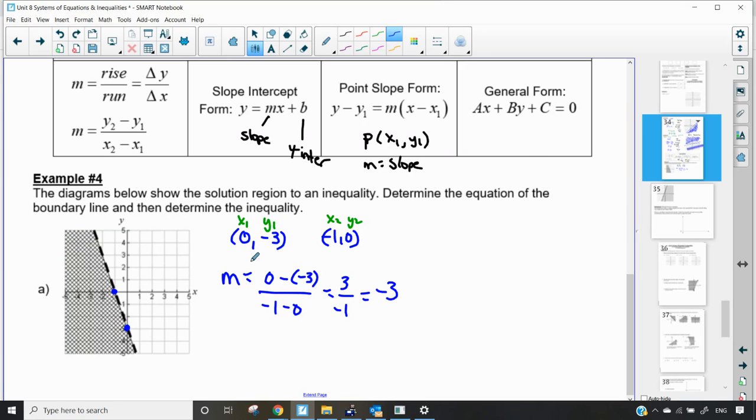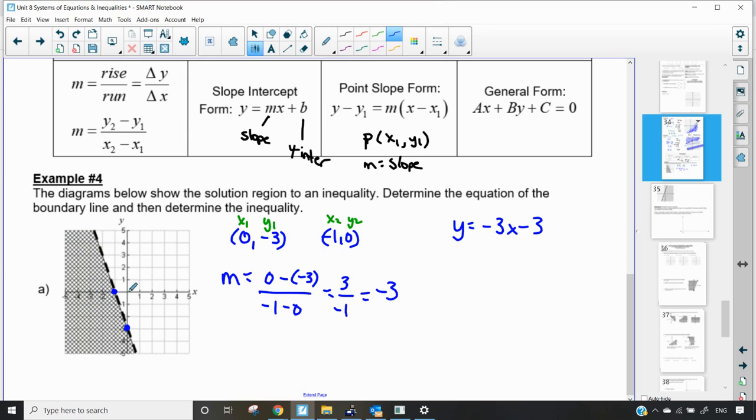Now our y-intercept is happening at -3, so the equation of our boundary line is y is equal to -3x minus 3. But now we have to decide, is it greater than or is it less than? We do know that we have a dotted line here, so we know that it's not going to be equal to. So we choose a test point, and in this case I chose one that was in the solution region.